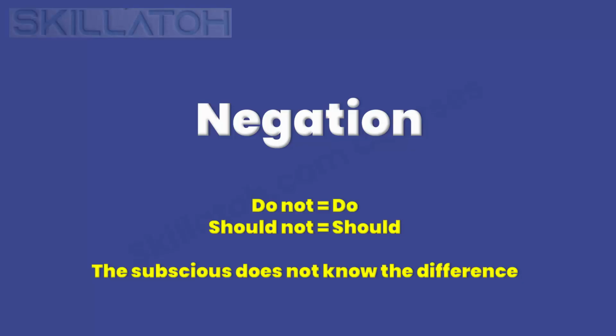Examples: don't plus vivid description of desired state. Do not plus vivid description of desired state. You shouldn't plus vivid description of desired state. You should not plus vivid description of desired state.